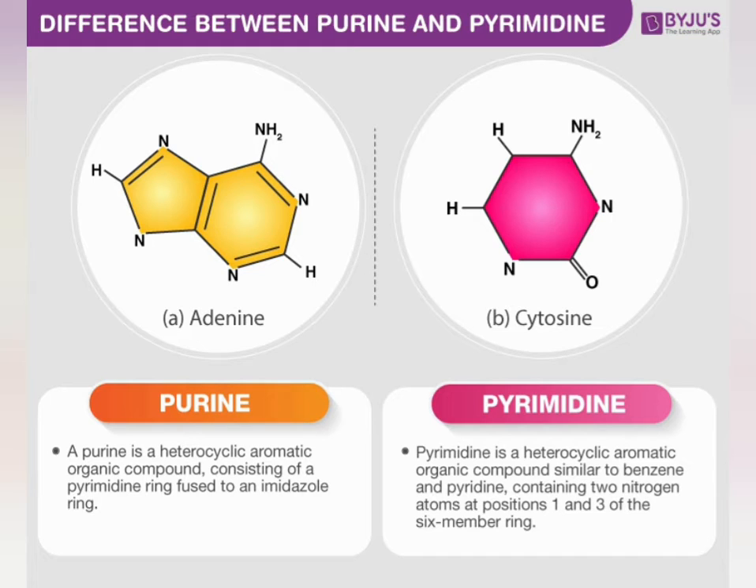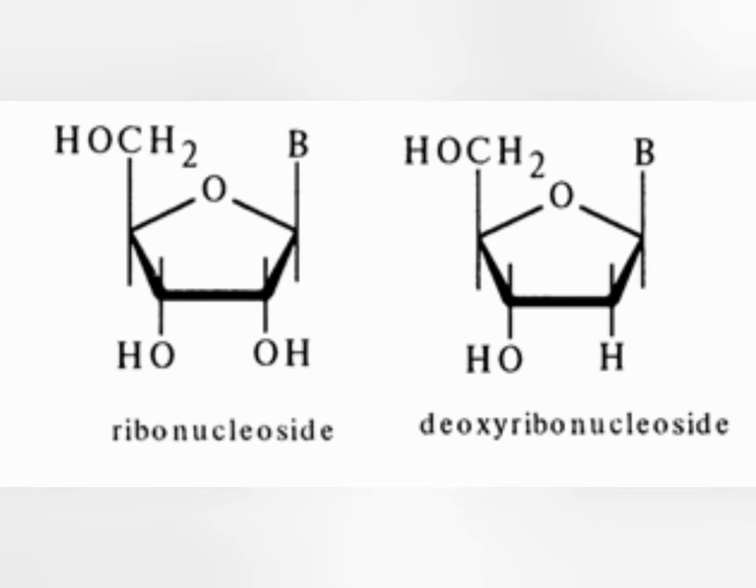This image shows the difference between a purine and a pyrimidine. When a nitrogenous base is linked to the pentose sugar through an N-glycosidic linkage, it forms a nucleoside. When a nitrogenous base and a pentose sugar are combined, we get a nucleoside. So we can say that nitrogenous base plus pentose sugar is equal to nucleoside.